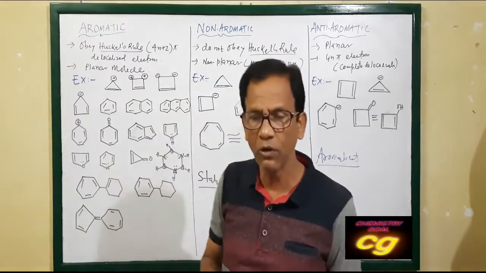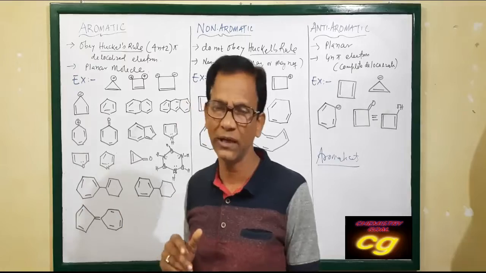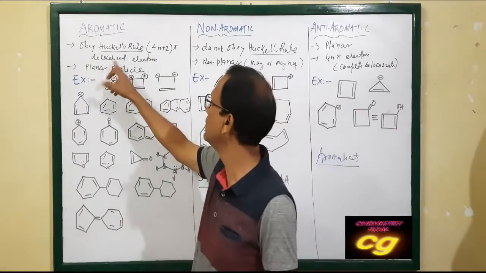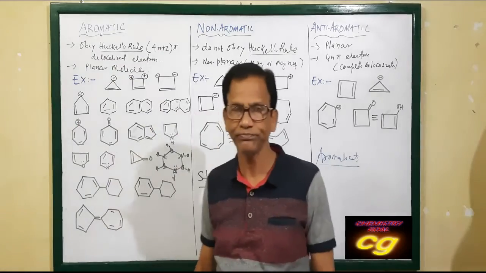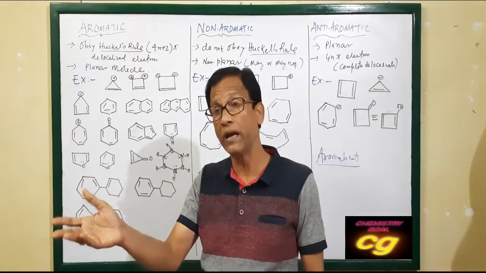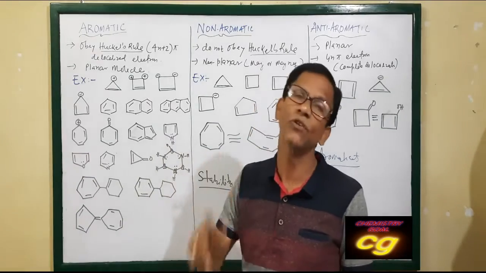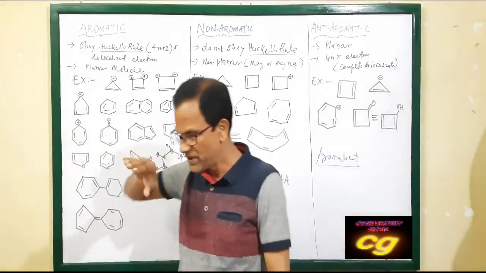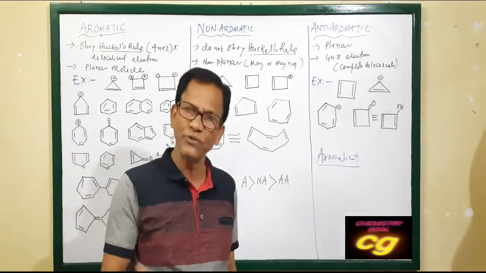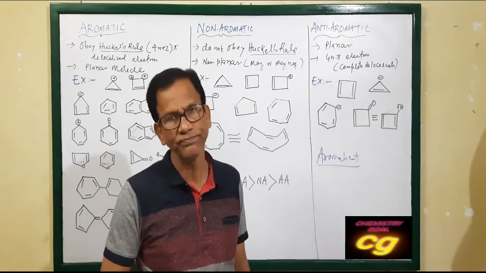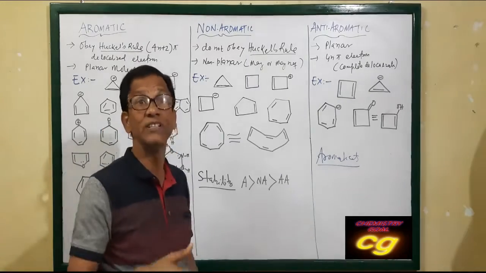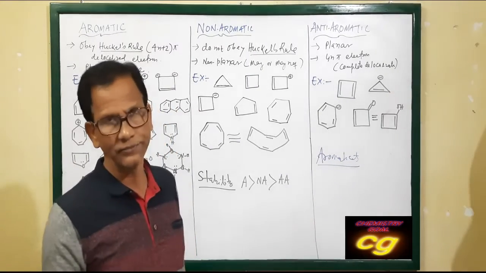Every aromatic compound must obey Huckel's rule. That means it must contain 4n plus 2 delocalized pi electrons. It must be delocalized. If it is not delocalized, it is not aromatic. So on the basis of these deviations, if it obeys Huckel's rule but is not planar, then it is not aromatic.